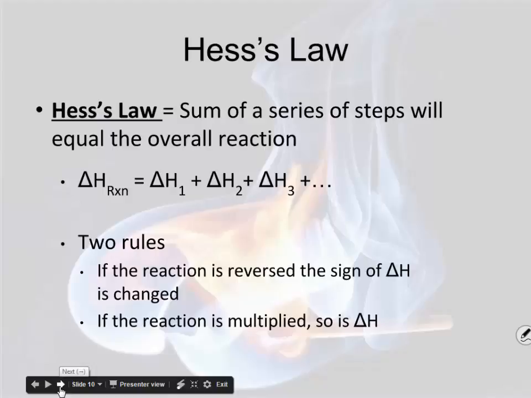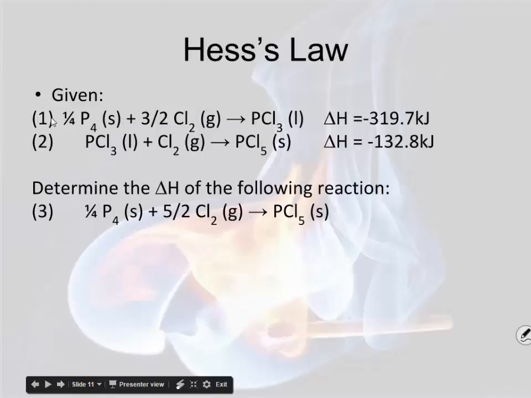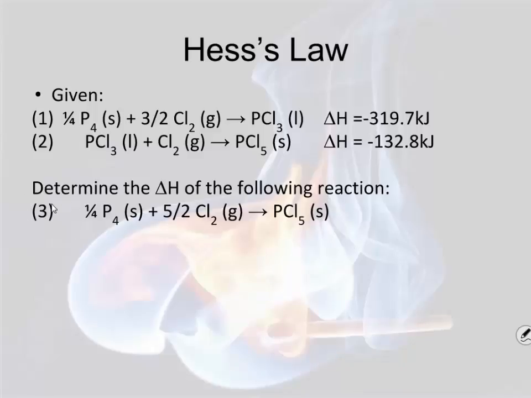So let's try an example. Here we are given two steps for our reaction, and we want to get to this overall reaction number 3. So we look at our delta H's. We have 1/4 P4 plus 3/2 Cl2 giving us PCl3. We see the P4 as our reactant, so we're not going to change that reaction. We're going to leave it how it is, and we're going to leave the delta H how it is. So I'm going to rewrite that a little bit down below here.